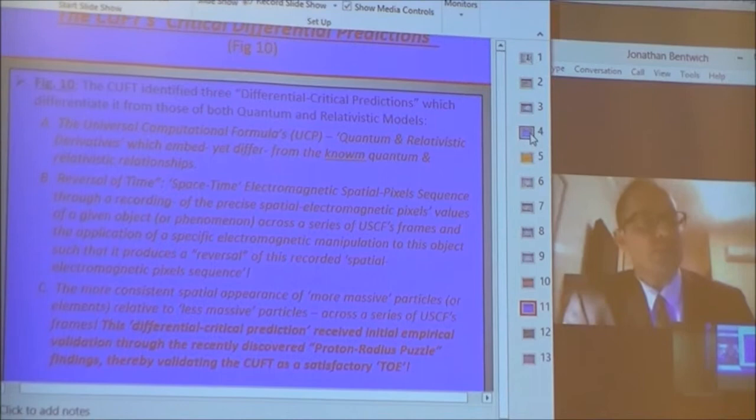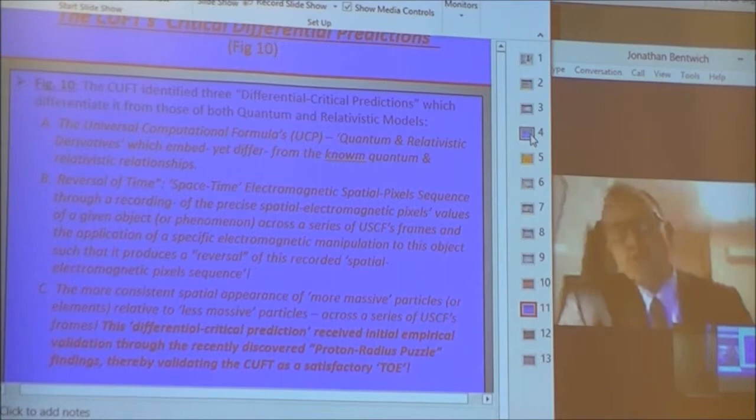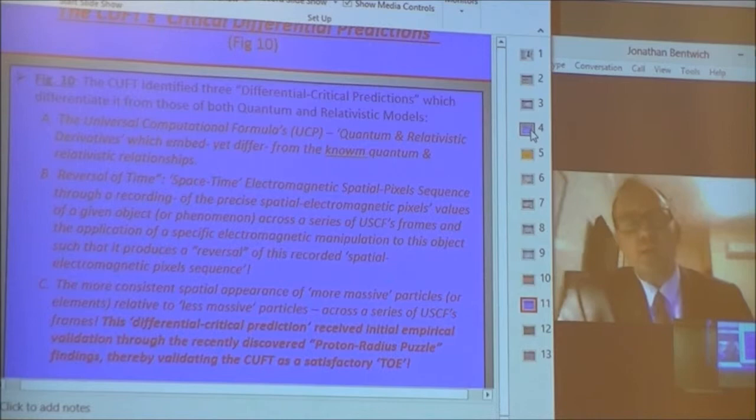The important thing is that I believe the third prediction has now received an initial validation. The third critical differential prediction had more to do with massive objects or particles. The prediction says that because the definition of mass is the number of consistent presentations of an object across frames, more massive objects would be presented spatially more consistently across frames. It has, by the way, two predictions.